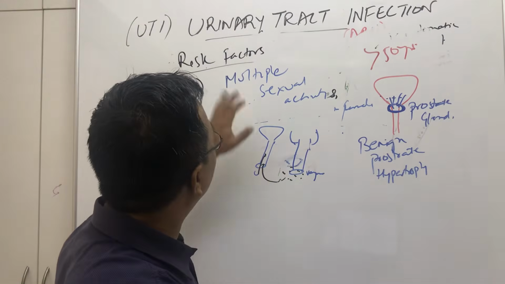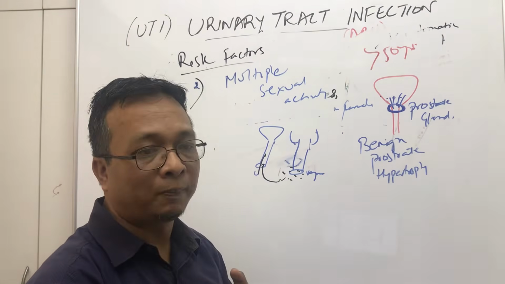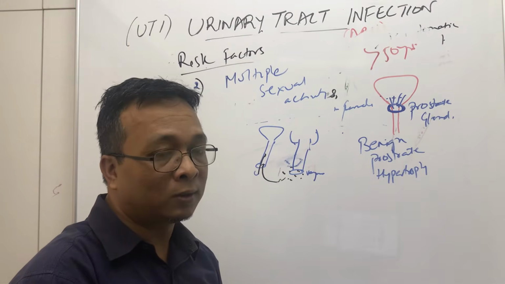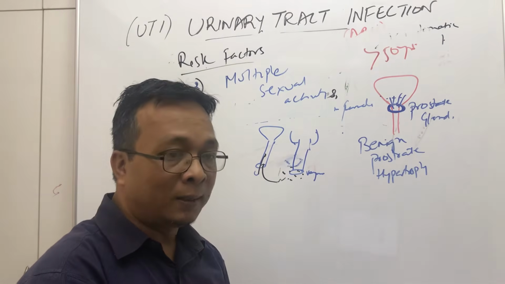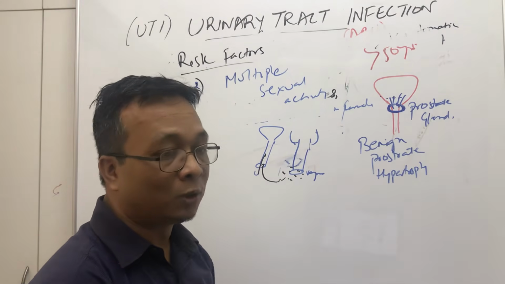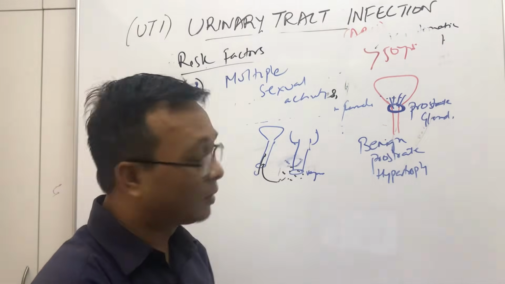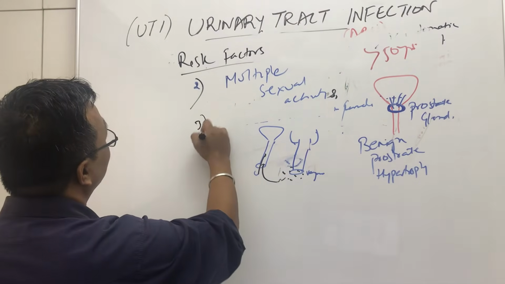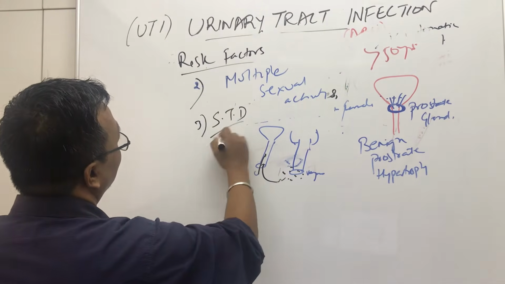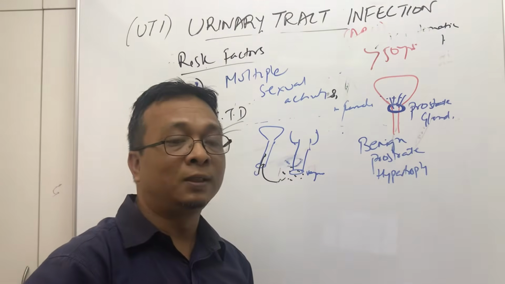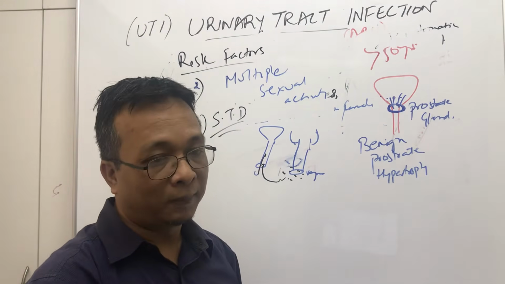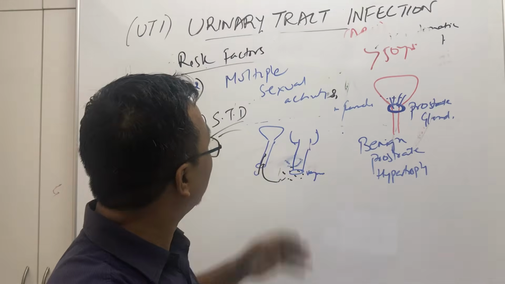So multiple sexual partners is one cause. High sexual activity is one cause, and every time they are getting a new partner, that is also one cause of UTI. These are also risk factors, plus any history of STD. Any sexually transmitted disease already present is also a risk factor. These are all risk factors for developing UTI.